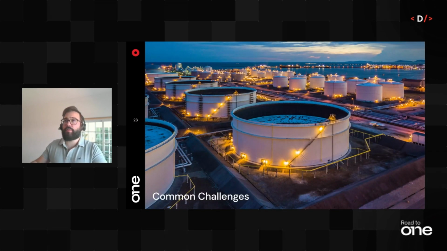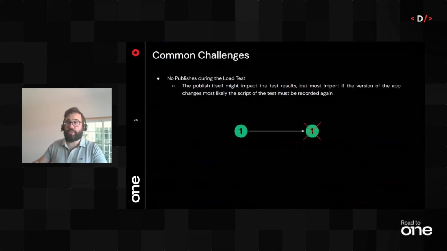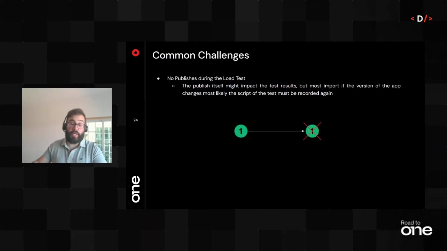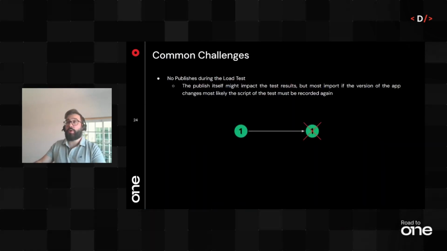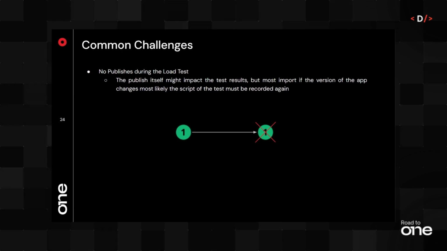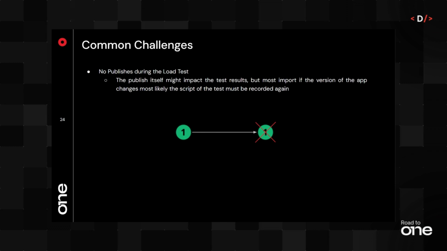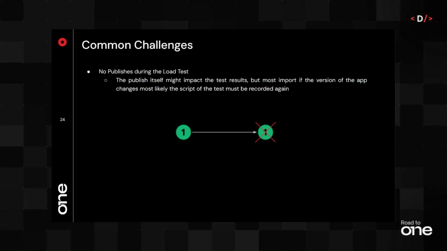Now, let's cover very quickly some common challenges during the preparation and execution of load tests. So one is that during the preparation of the test script, which is very difficult, and as well the actual execution of the load test, there should be no publishes on that specific environment. We are testing a specific version of the application that was published on that environment, and it's against that version that we are going to do our load test.